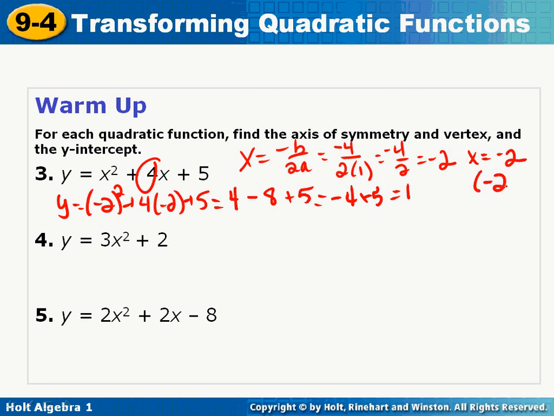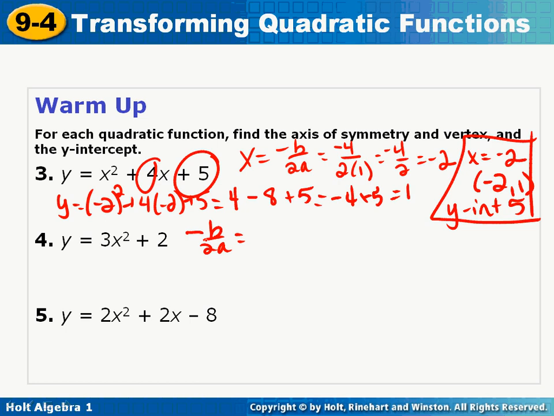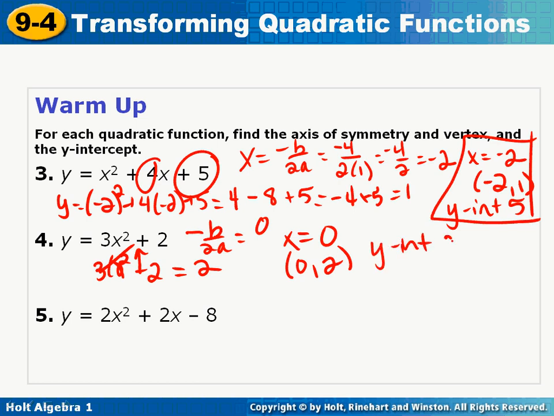My vertex is (-2, 1). And the y-intercept is the number on the end, which is 5. So those are all my answers for that problem. Number 4, we kind of just covered this one a minute ago, but let's do it again. My axis of symmetry is negative b over 2a. b is 0, so that means x is going to equal 0. Then when I plug 0 back in, I get 3 times 0 squared plus 2, which is 2. So my axis of symmetry is x equals 0. My vertex is (0, 2), and the y-intercept is also 2.